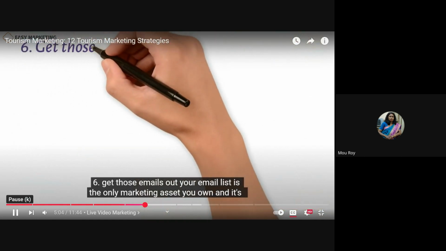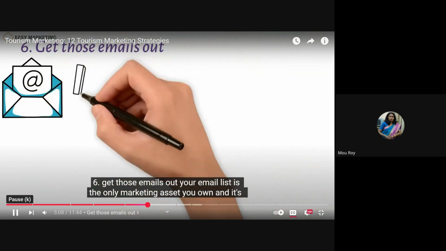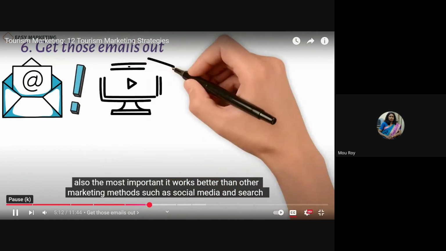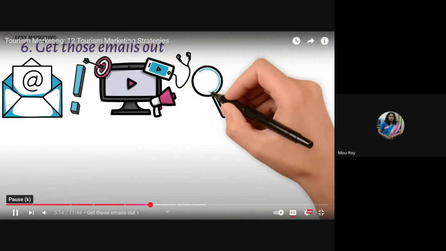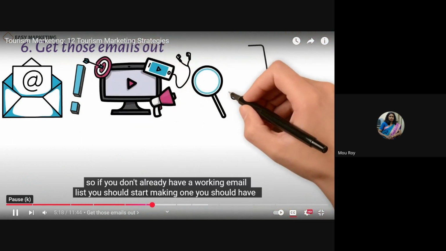6. Get those emails out. Your email list is the only marketing asset you own, and it's also the most important. It works better than other marketing methods, such as social media and search. So, if you don't already have a working email list, you should start making one.